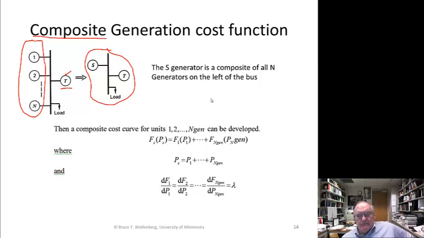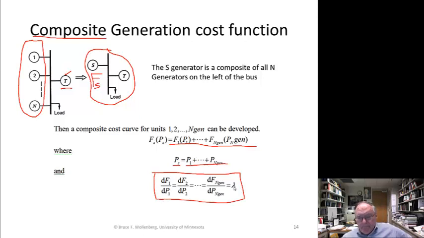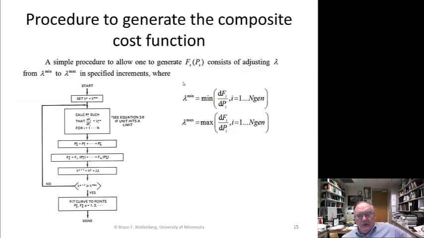And to generate a composite cost function, we say, all right, F of S is the sum of all the other generators' costs, 1 to n, where P sub S is the sum of the outputs. So we add the cost up and we add the megawatts up. And we're going to force economic dispatch conditions to exist, and that is that they all are at the same lambda. So to do that, I run a program as follows.